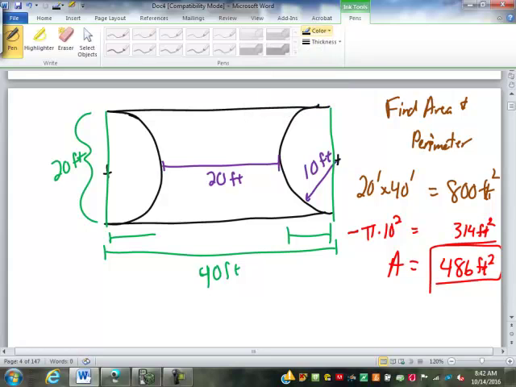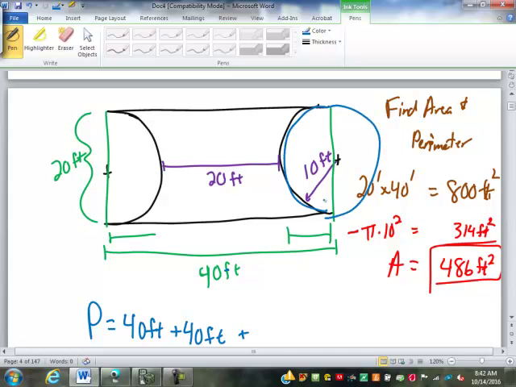Perimeter. It's just going to be the 40 feet plus another 40 on top, plus pi times 20 for the circles, which is 62.8 feet. So that's 142.8 feet for the perimeter. Any questions?